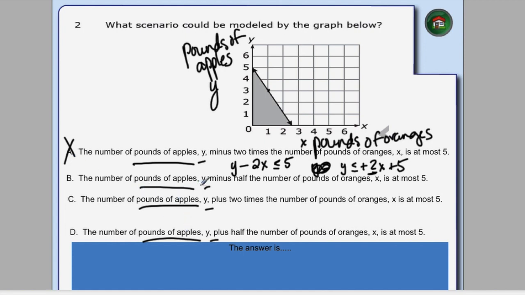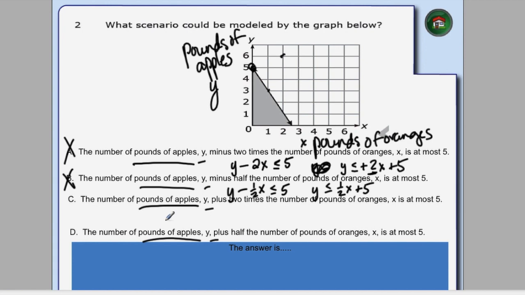B says the number of pounds y minus half the pounds of oranges is at most 5. 5 is its maximum, so it has to be smaller than that, and at most means it can equal 5. Now the same thing, you would add a half x, and you would get this inequality. The 5 matches, but the slope is 1/2, so you'd go up 1/2, and that's not the right answer either.